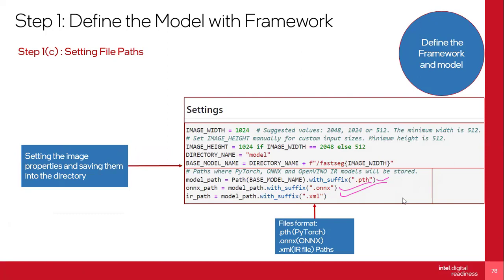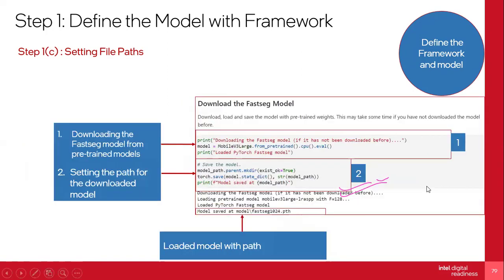This is called defining a framework model, right? You have to give the paths. Then setting the file paths, like downloading the FastSeg model from the pre-trained model and setting the path for the downloaded model, right? So if you downloaded the model, where you save it, you have to add that path over here. See here, the model path dot parent, mkdir, exist_ok is true.